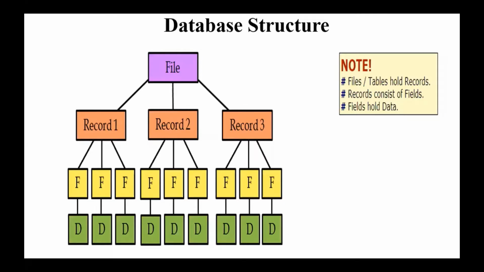So in that file processing system, there is a root node, that is a file, which consists of multiple records. In our database, your file is nothing but your table, which consists of multiple records. Every record contains multiple fields, and that field contains your data. So in short, your table consists of records, fields and data. In the next slide we will see this.